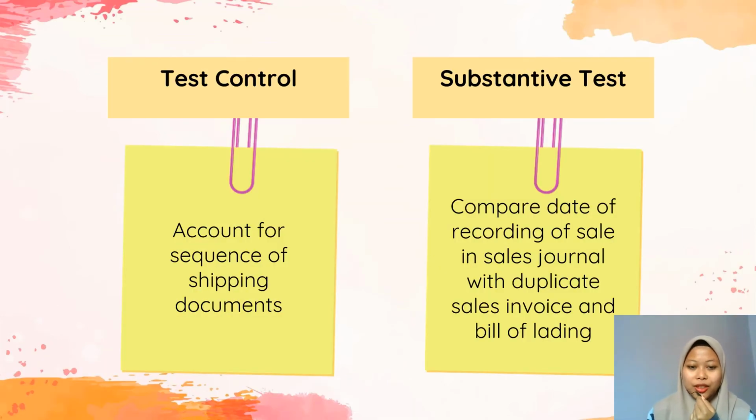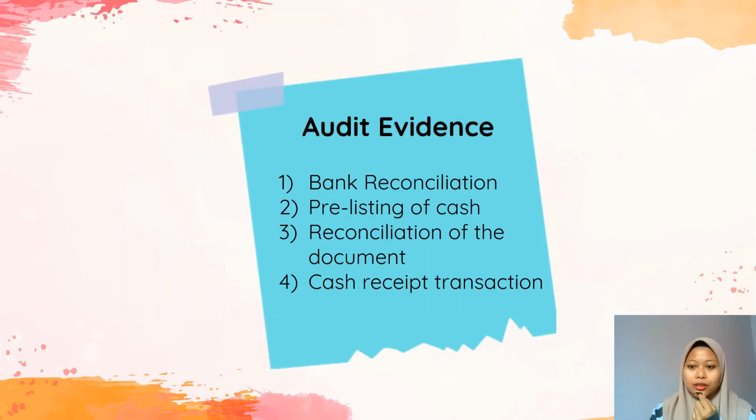The audit procedure for test of control is to account for a sequence of shipping documents, and for substantive tests, compare the recording of sales in the sales journal with duplicate sales invoices and bills of lading. Audit evidence for timing is bank reconciliation, pre-listing of cash, reconciliation of the documents, and cash receipt transactions.